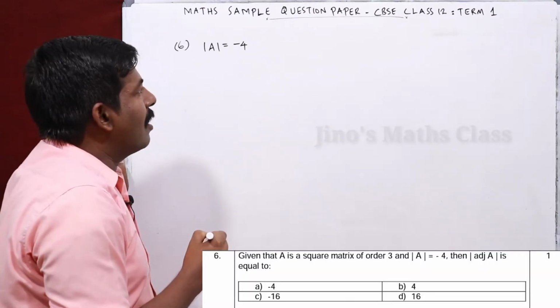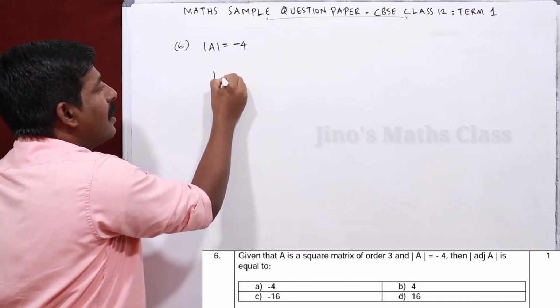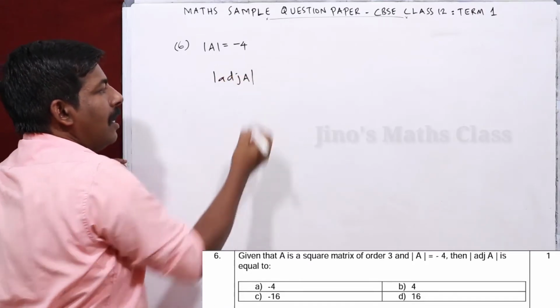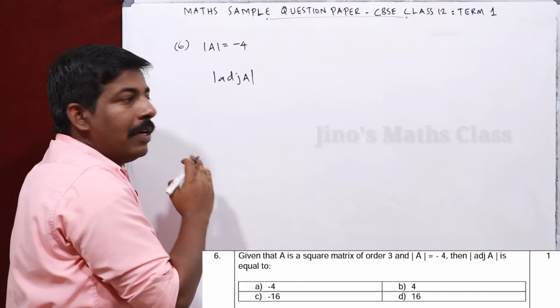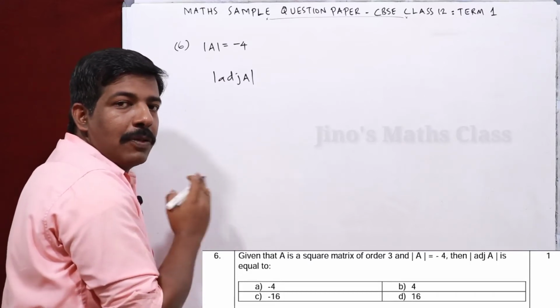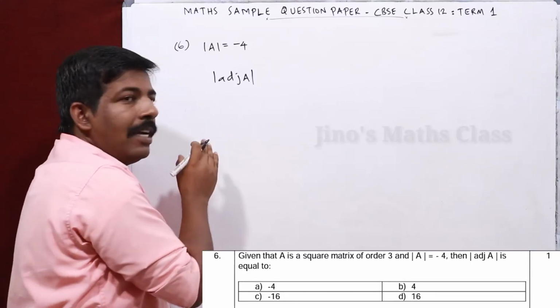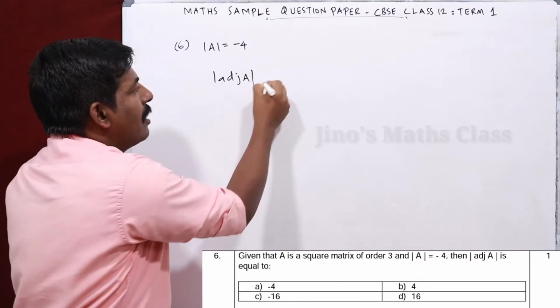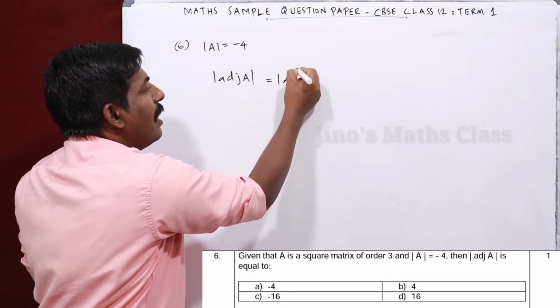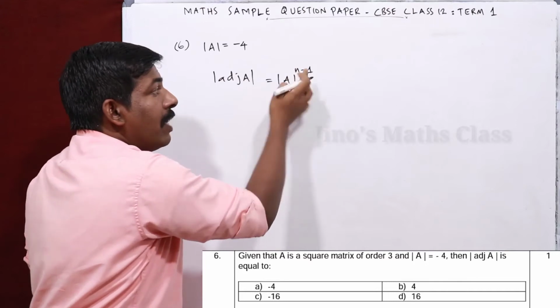Sixth question. Here we have to find the determinant of adjoint A, and for that the determinant of A is given and the order of matrix A is also given. We already learned that the determinant of adjoint A is equal to determinant A to the power n minus 1, where n is the order.